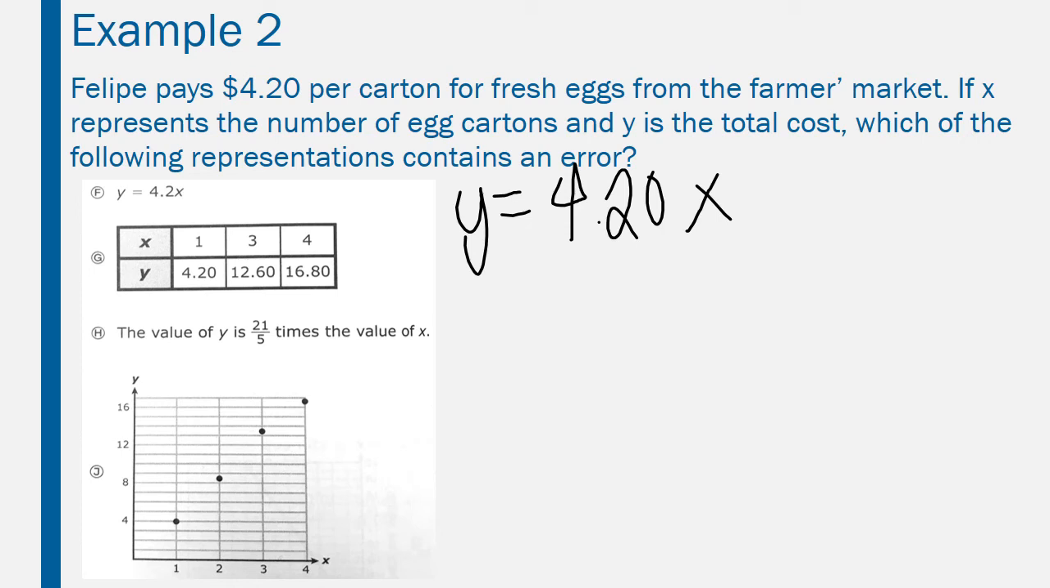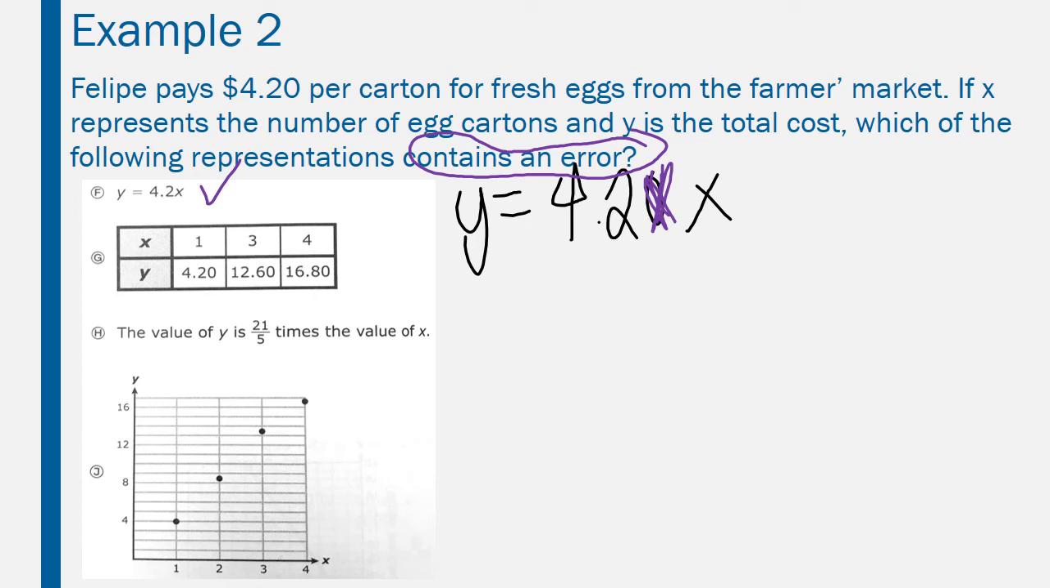Good job, Leilani. Now, Alexis, is that the same thing as the first answer choice? Yes, it is. Good job. It looks different because it's $4.20, but does that zero really matter? Well, yes, if it's money, but not if we just want to put it to the tenths place value. Very good. 4.2 or 4 2/10 times X. So F is correct. We're looking for the one that contains an error. So the one that's not true.